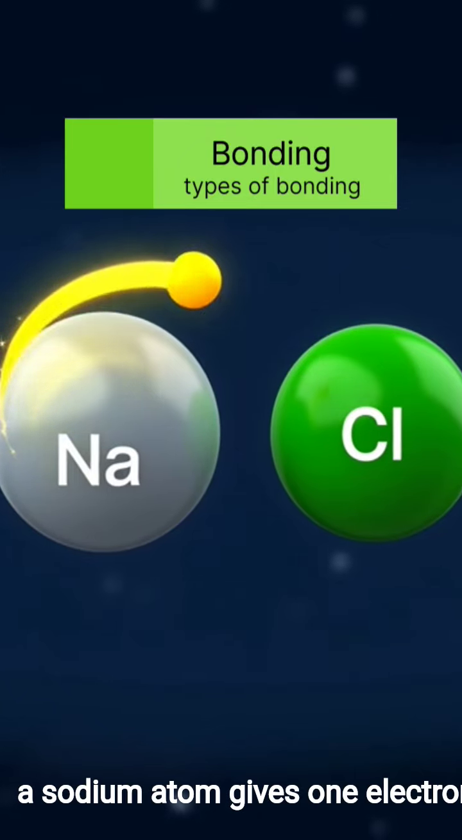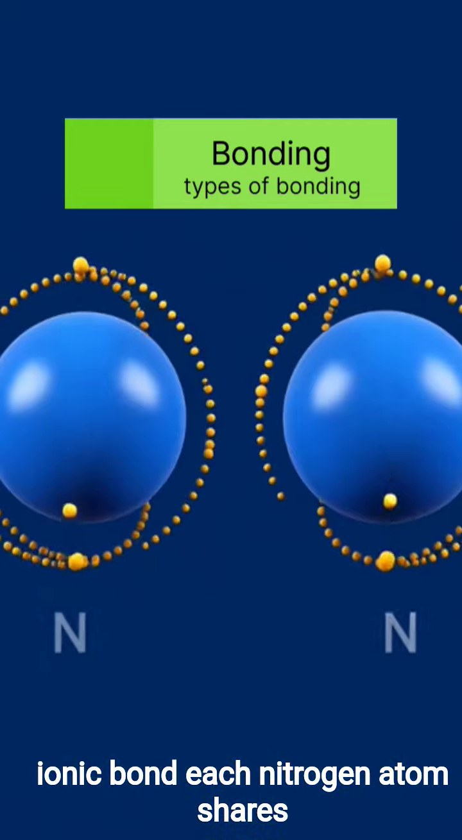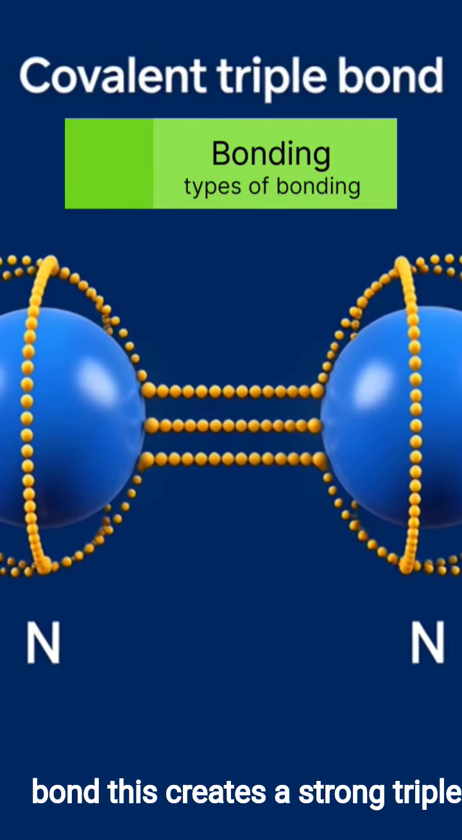A sodium atom gives one electron to a chlorine atom. This forms positive and negative ions, creating an ionic bond. Each nitrogen atom shares 3 electrons to make a covalent bond. This creates a strong triple bond, as seen here.